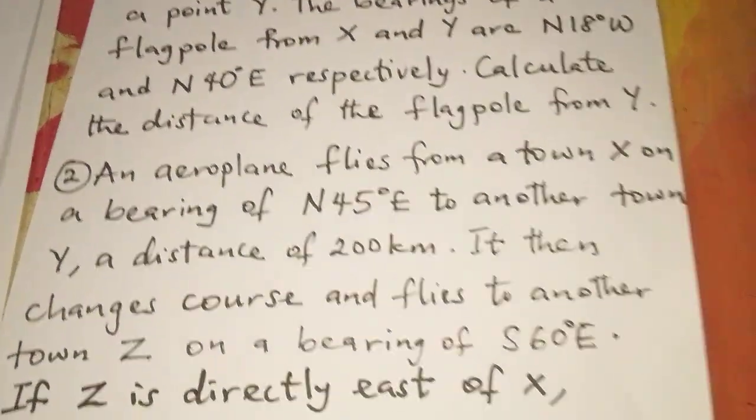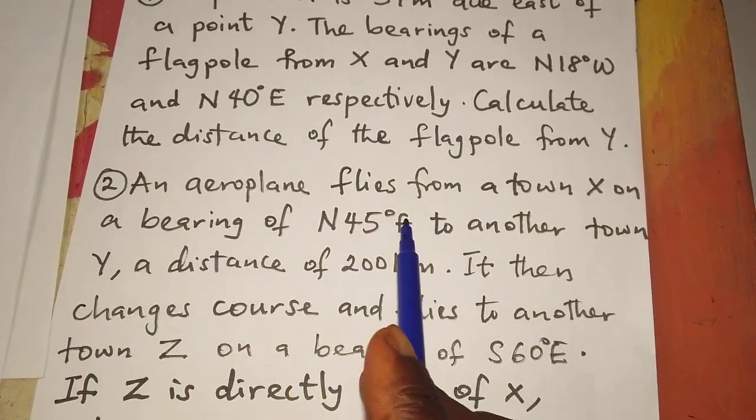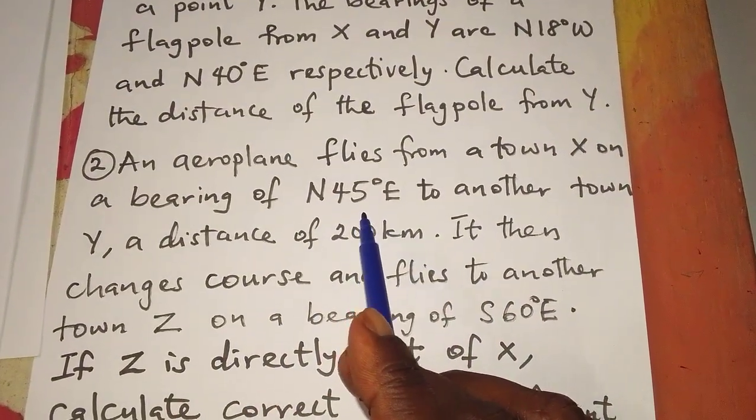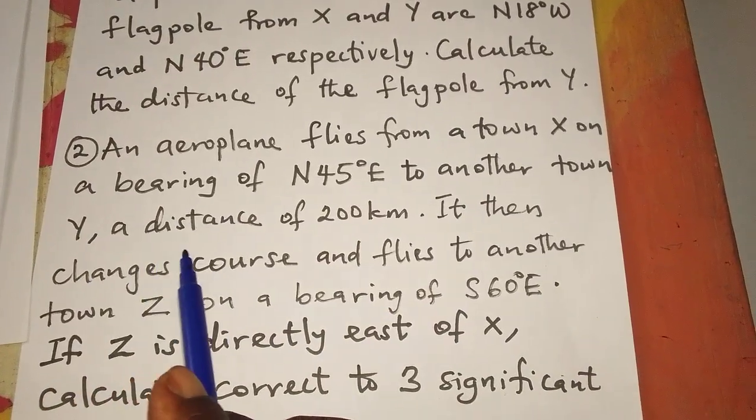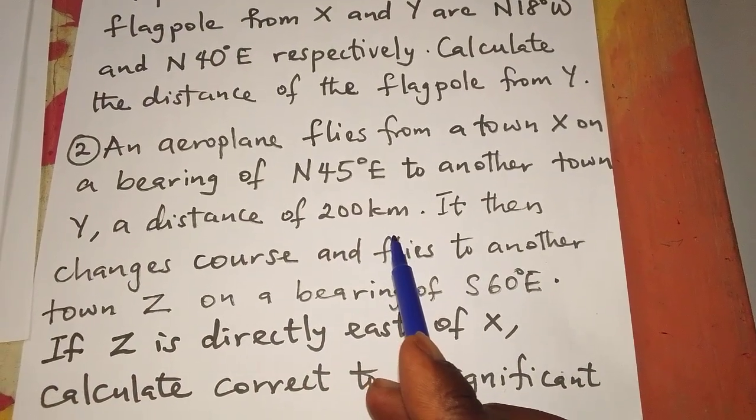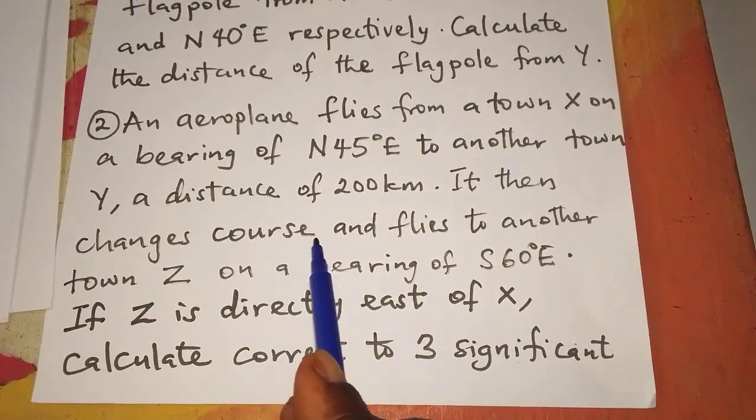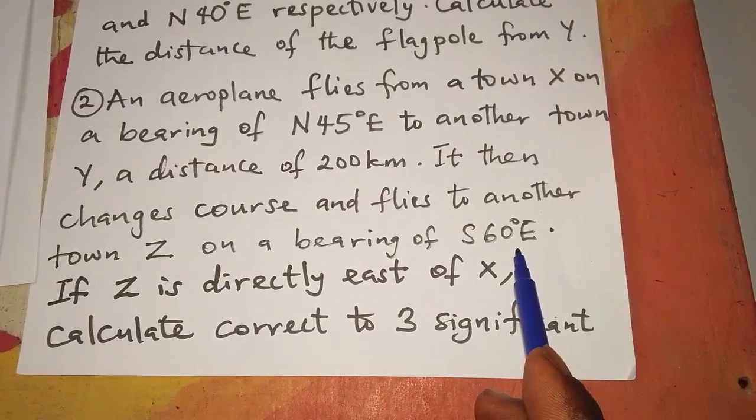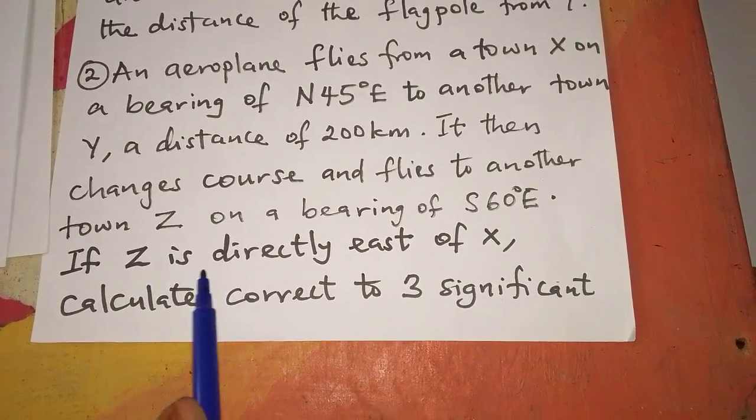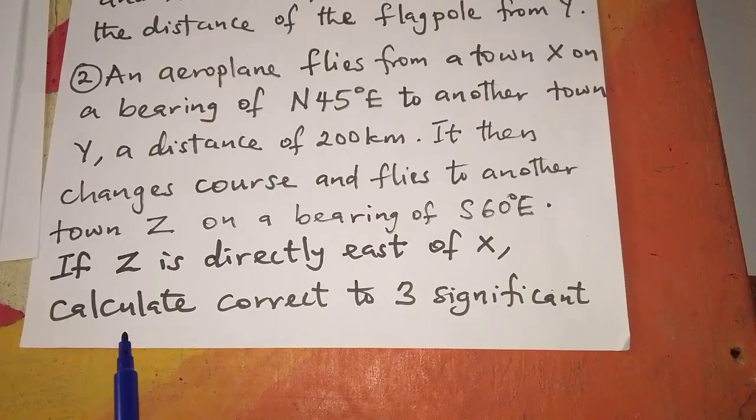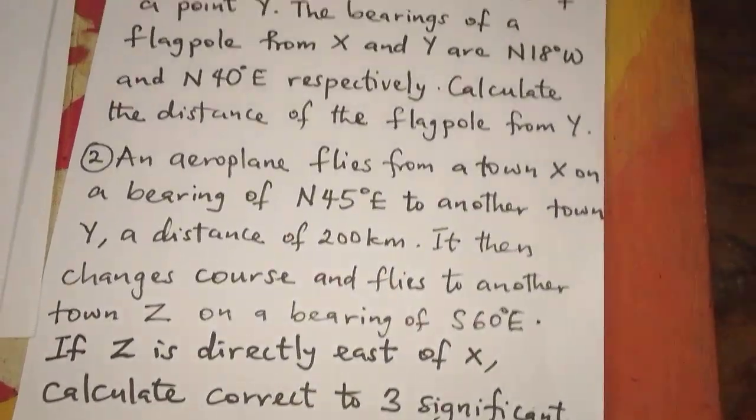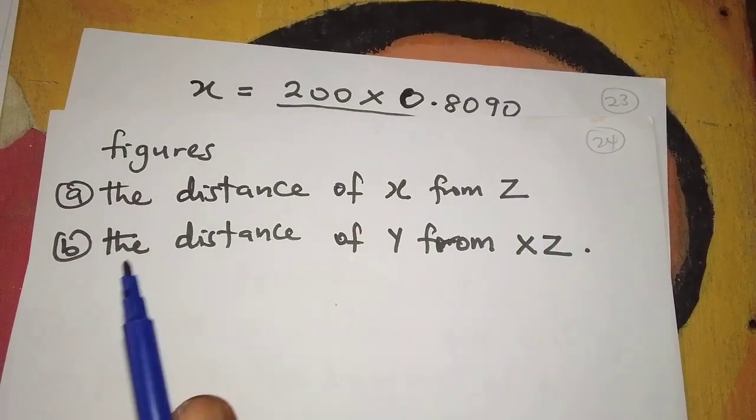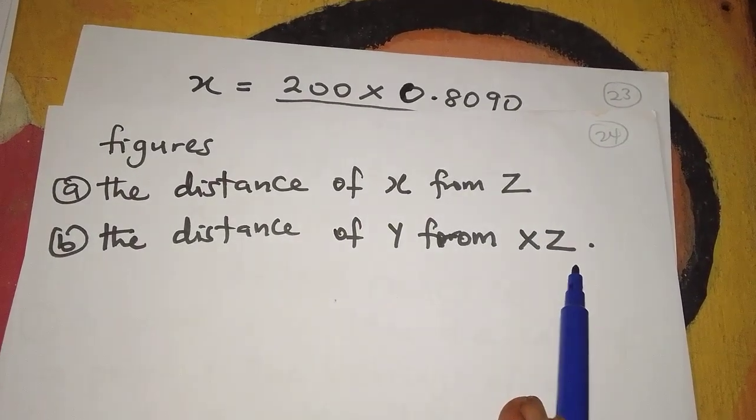Number 2: an aeroplane flies from a town X on a bearing of north 45 degrees east to another town Y, 200 kilometers away. It then changes course and flies to another town Z on a bearing of south 60 degrees east. If Z is directly east of X, calculate, correct to three significant figures, A, the distance of X from Z. B, the distance of Y from X, Z.